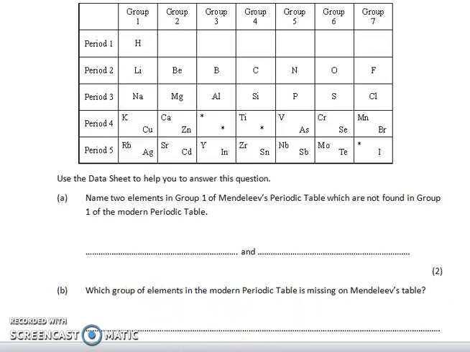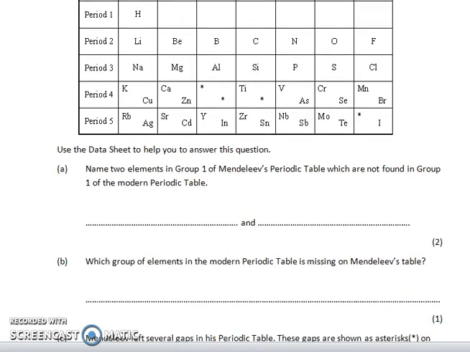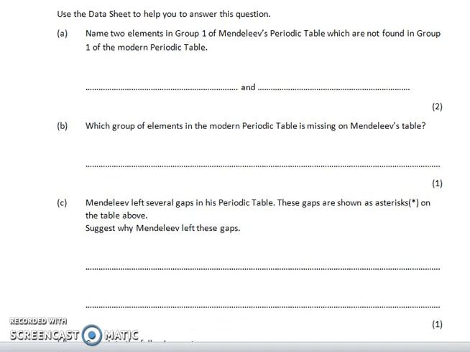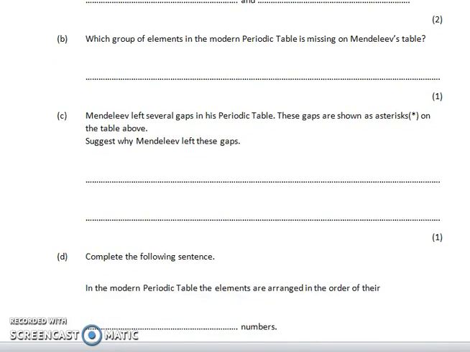Which group of elements is missing? Here you could have the options of writing group 0, group 8, the noble gases, because they're all the same thing. You could also have the transition metals as well.